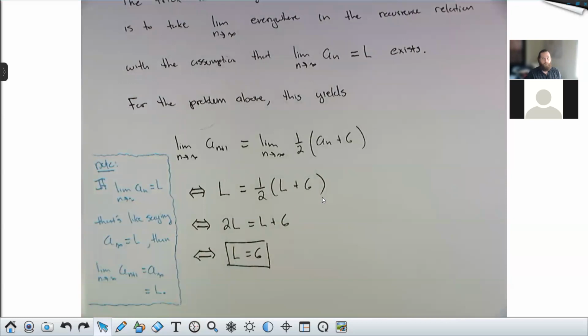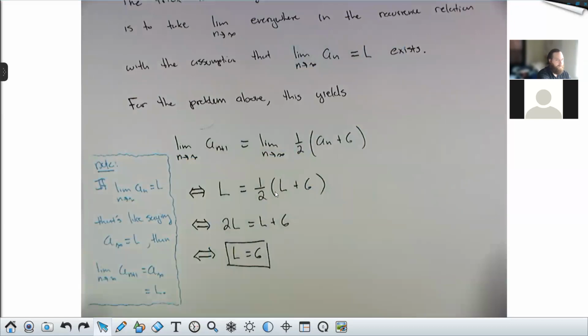Pretty cool, right? So we thought that that limit was 6. We wrote down the first few terms. We're like, oh yeah, it's getting closer and closer to 6. If you take limits everywhere in the recurrence relation as n goes to infinity, and assume that the sequence is a convergent sequence, i.e. that that limit exists, give it a name, call it L, then you will end up with an equation that you can solve for L, which is a very neat trick.